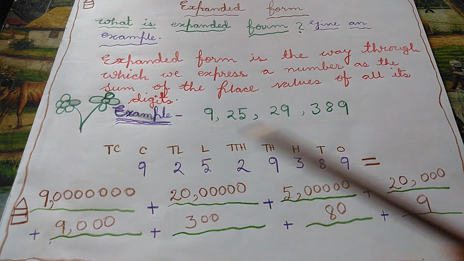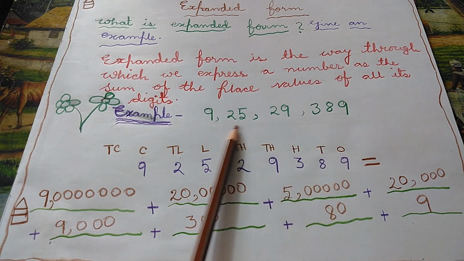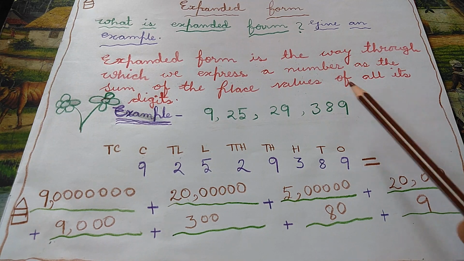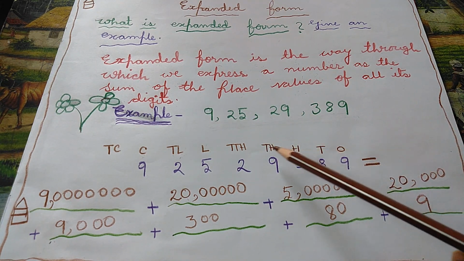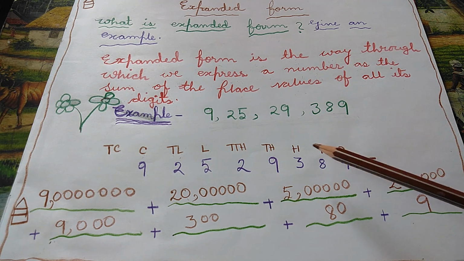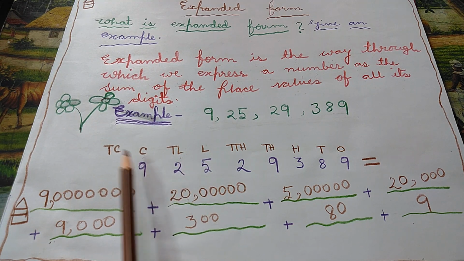See children, to find out the expanded form of this number, what do we have to do first? We have to place the digits in their respective houses or respective places, like this way: ones, tens, hundreds, thousands, 10,000s, lakhs, 10 lakhs, crores, 10 crores.